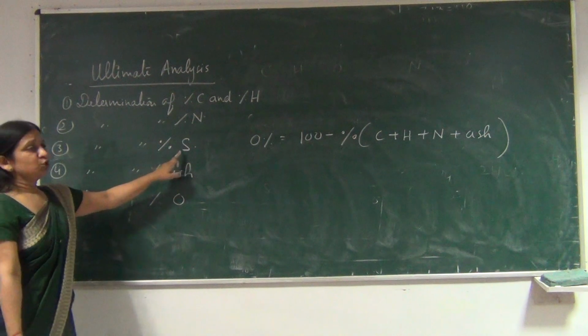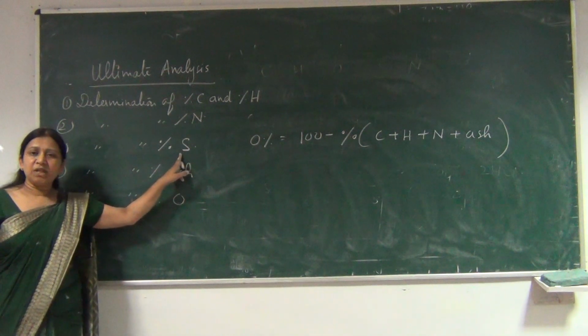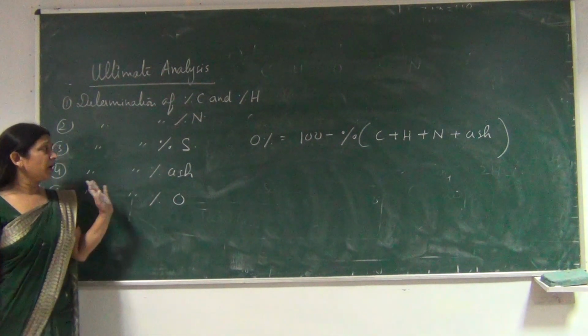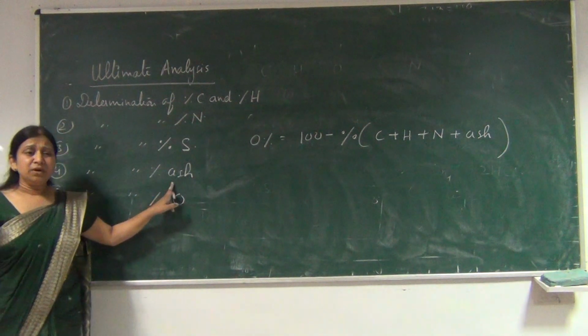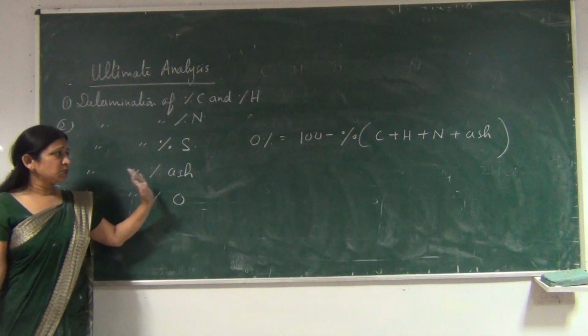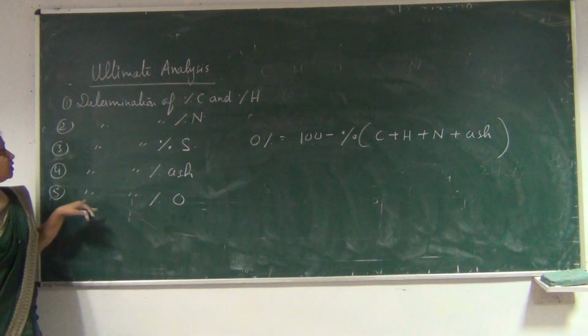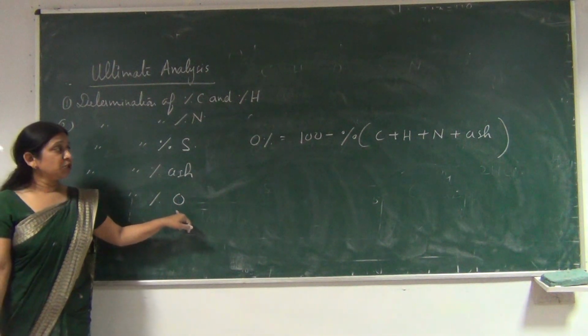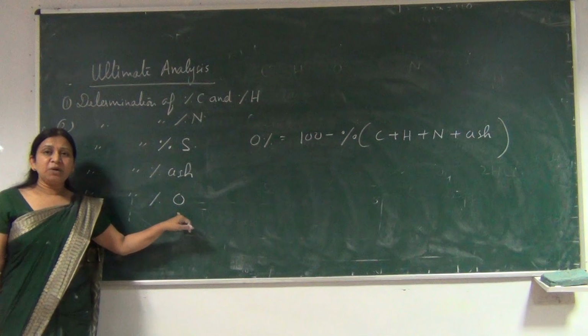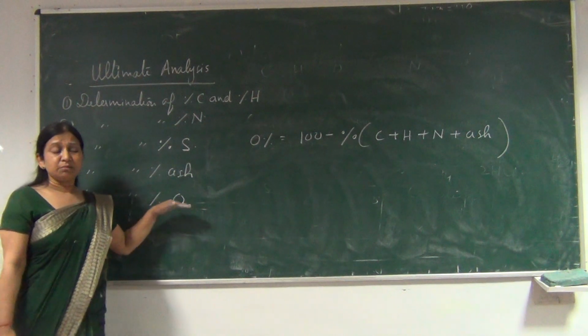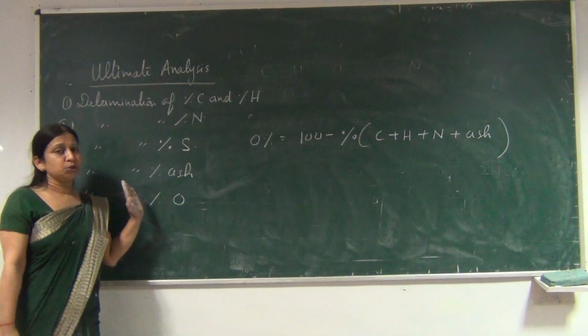Next is determination of sulfur. Sulfur is associated with acidic gases, so again it is not required. Ash is unburnt or it is useless, so again it is not required in the fuel. Then determination of oxygen, percentage of oxygen. Now combustion takes place in the presence of oxygen, but oxygen in the fuel is not required.